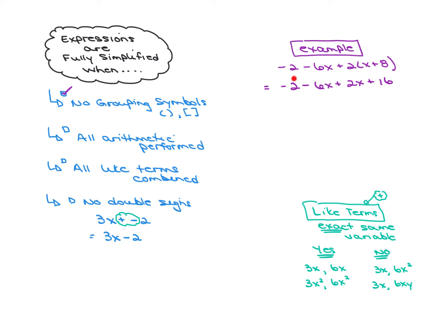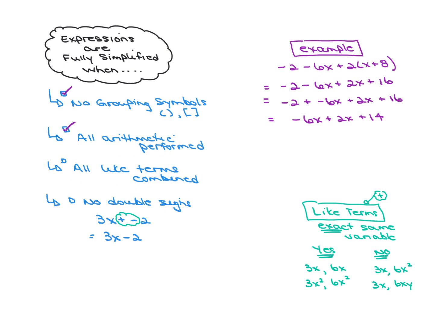The other thing we're going to look at now is is there arithmetic to perform. And I see I have a -2 here, adding to a 16 here. One thing I like to do sometimes, this is mathematician's choice, is rewrite subtraction as the addition of the opposite. One thing I like about having everything in addition is that you can move your terms around and you can add in any order. So now I'll say I have a -2 plus that 16, which gives me 14. So I have -6x plus 2x plus 14. Great, check.